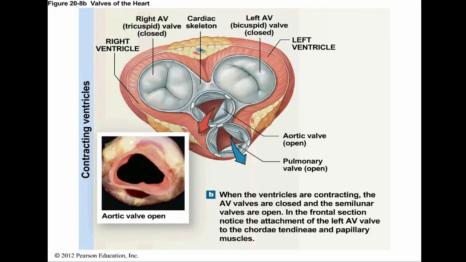Here we can show you a photograph of the aortic valve actually being open. So this is when the heart is contracting, and you can see here that the left and right AV valves, the atrioventricular valves, are now closed, and whilst they're closed, that means that the aortic and the pulmonary valve must be open. So the ventricles are contracting and forcing blood out of the ventricles, the red one going off to the systemic circulation through the aortic valve, and the pulmonary valve is pushing blood off to the pulmonary circuit to be reoxygenated.